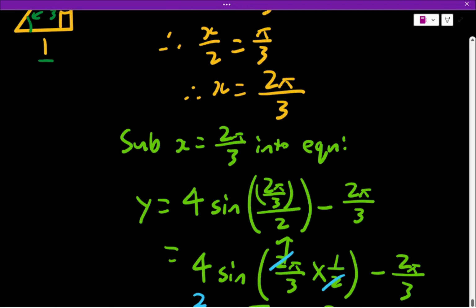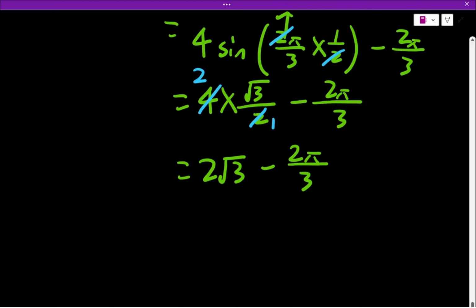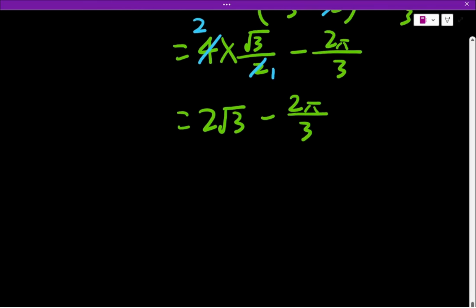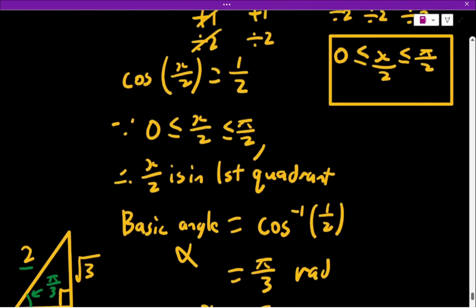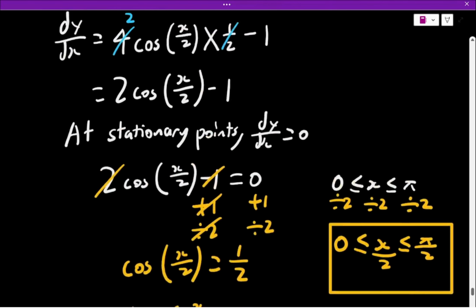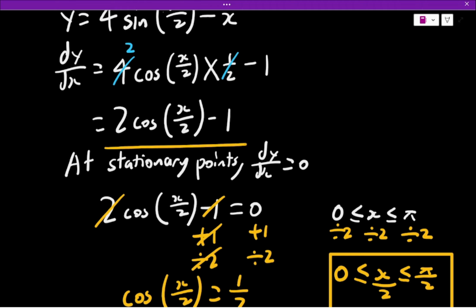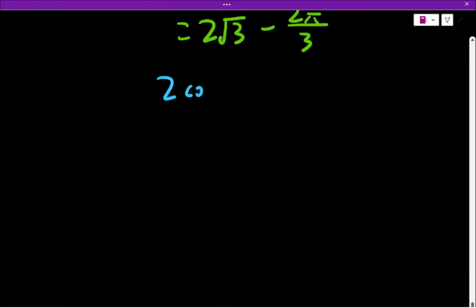Technically, if you were not given the graph, it's a good idea to check whether this point is a maximum point or not. So, for the sake of practice, let's go ahead and do that. Let's go back to dy/dx. It is going to be 2 cosine of x over 2 minus 1.